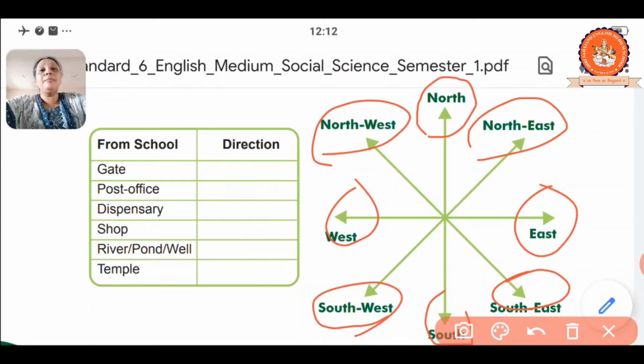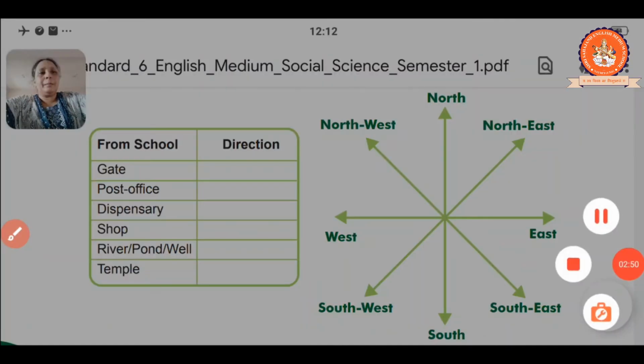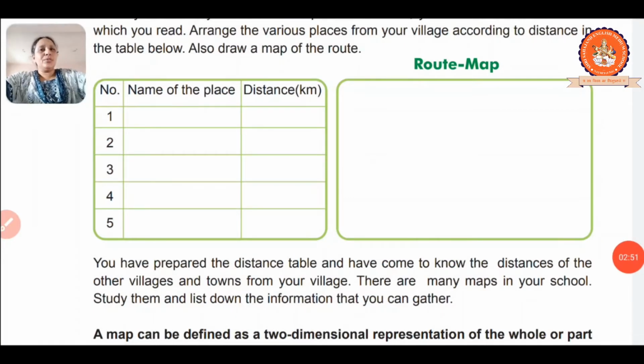That is how I am showing what direction is. This is shown by this picture. Okay. First one, direction, you can understand. Now second was scale. I told you three organs of the map. First one direction, second scale, and third was conventional sign.